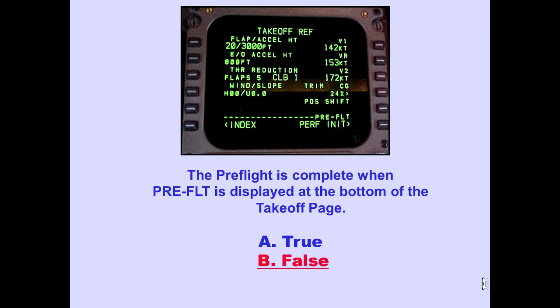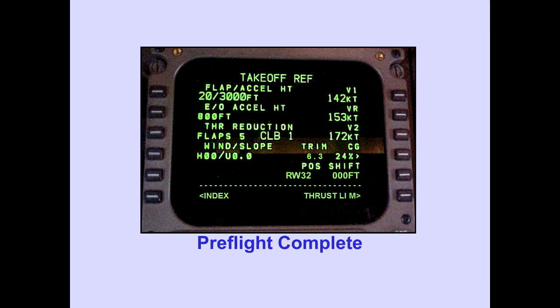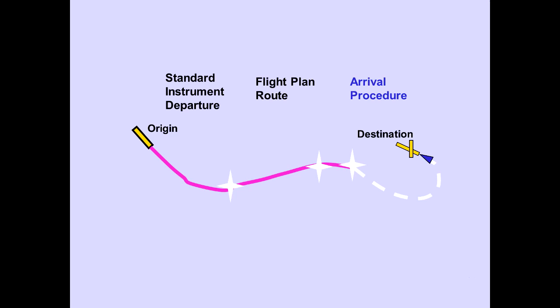Answer B is correct. When all items in the preflight are complete, preflight will be replaced by dashes and the thrust limit prompt is displayed. The preflight sequence is completed.